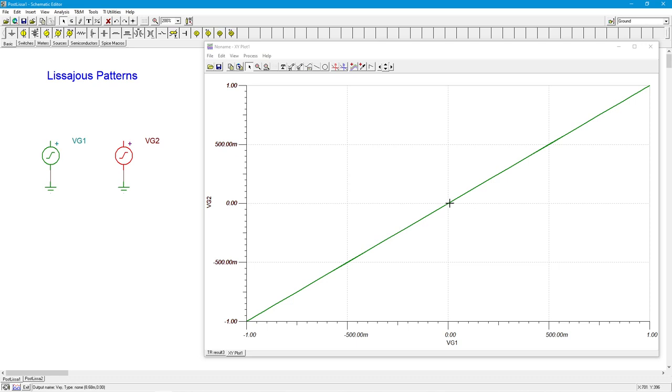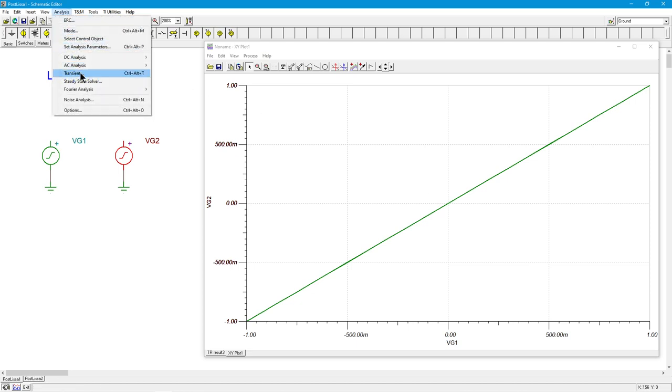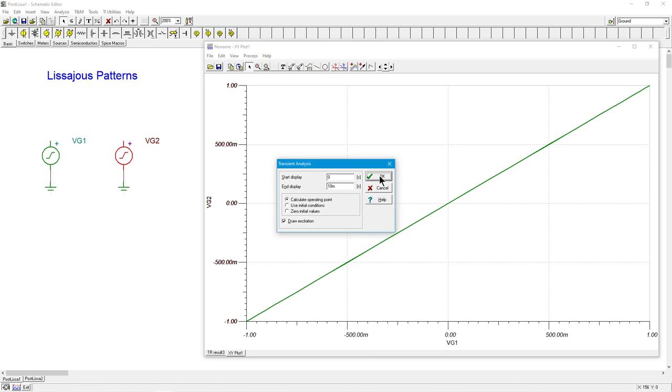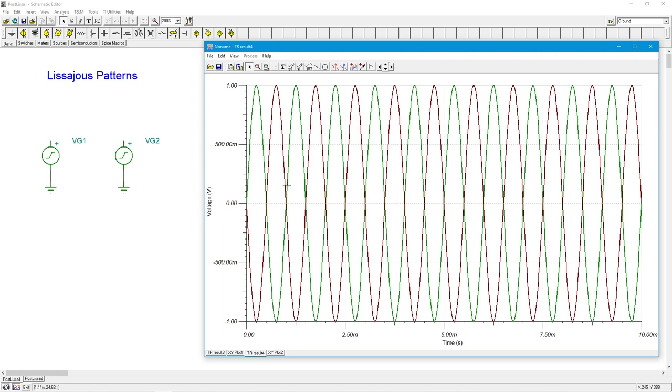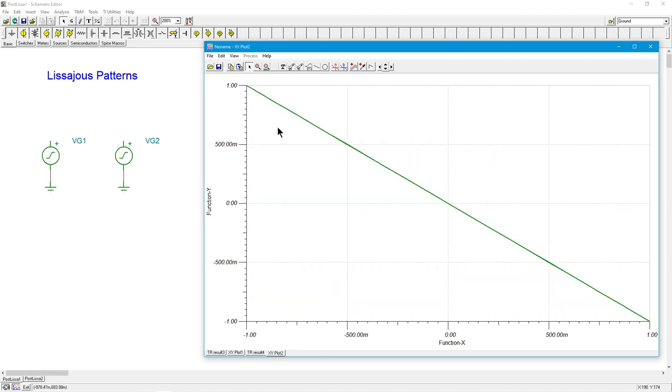Well, when VG1 is going positive, VG2 is going negative. So that should make a line that goes out like this. And then when VG1 goes negative, VG2 is going positive. So guess what? I'm going to get a diagonal line that goes like this. All right, let's run the analysis here. I'm going to just jump back here real quick. So you can see, okay, they are perfectly out of phase. We can see the two colors, and there's the line.